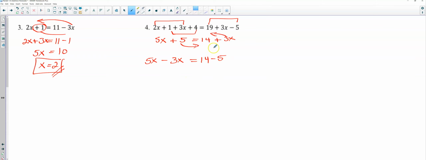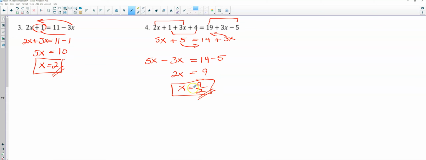Change the sign. Now that it is together, just take the 5x minus 3x, that's 2x, equals 14 minus 5, that is what, 9? Okay, so now all you have left to do is divide by 2. Since 9 is not divisible by 2, just x is equal to 9/2. And at that point, that is your answer.